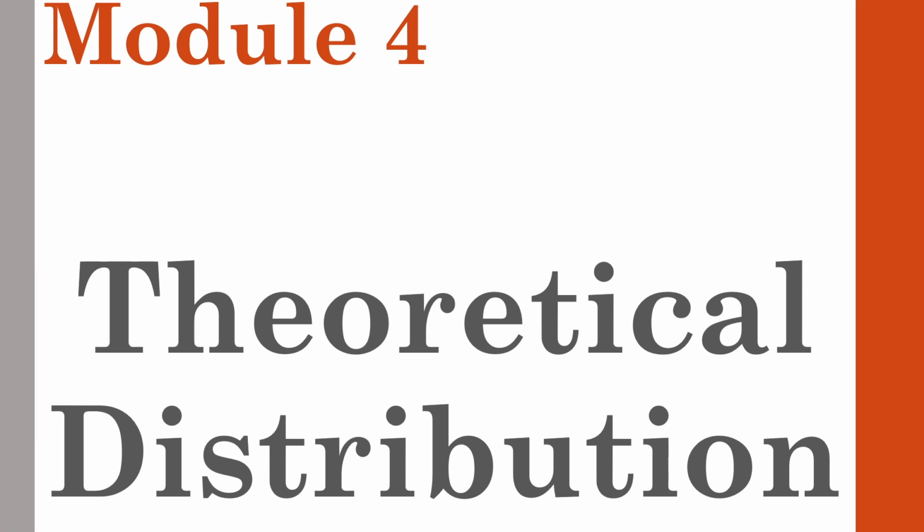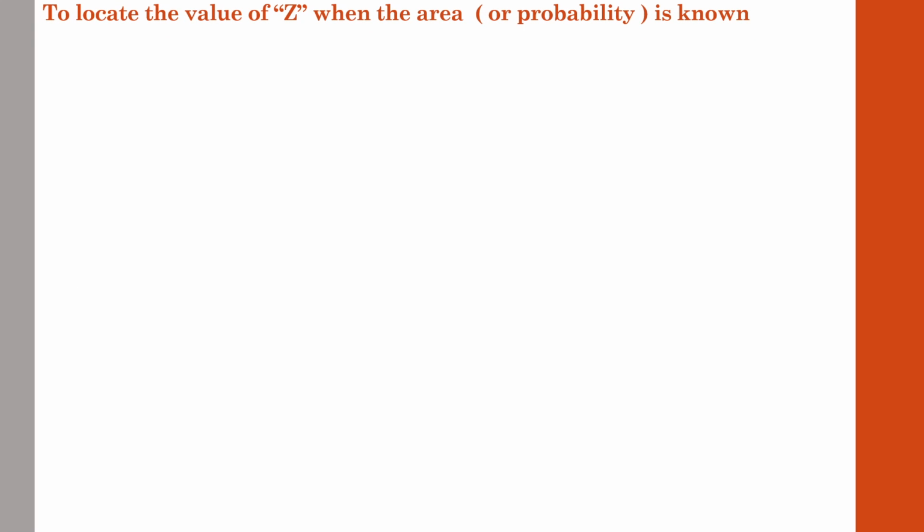In the last session, we were discussing cases with regard to normal distribution. Let us continue with some of the cases and application level questions with regard to that. Next area: how to locate the value of Z when the area, or otherwise we call it probability, is known.